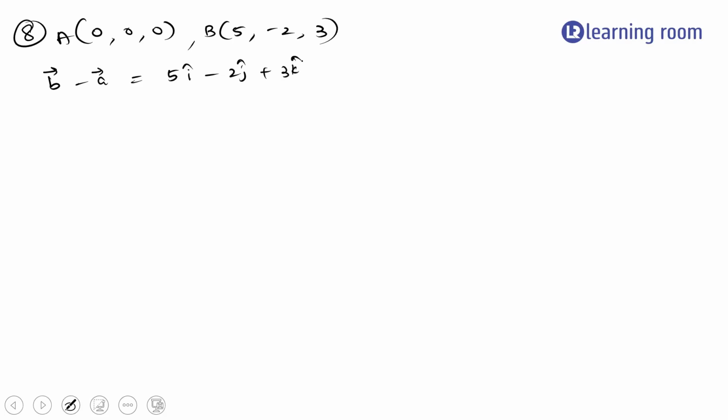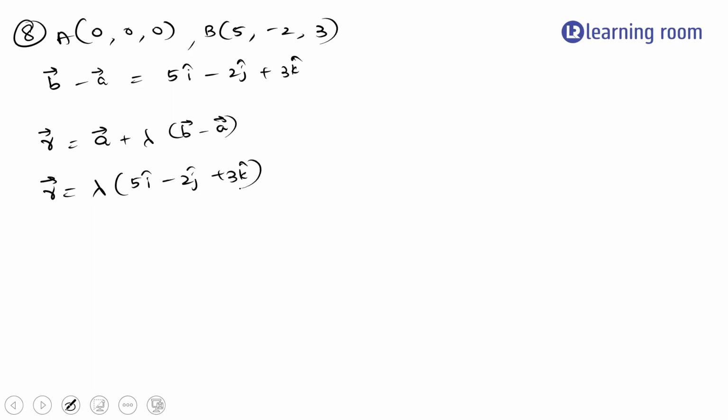I hope you are able to understand this one. So R vector is equal to A vector plus lambda times (B vector minus A vector). A vector is 0, 0, 0. So I write it as R vector equal to lambda times (5 i cap minus 2 j cap plus 3 k cap). This can be one of the equations. Or I can write R vector is equal to B vector plus lambda times (B vector minus A vector). This is also right.